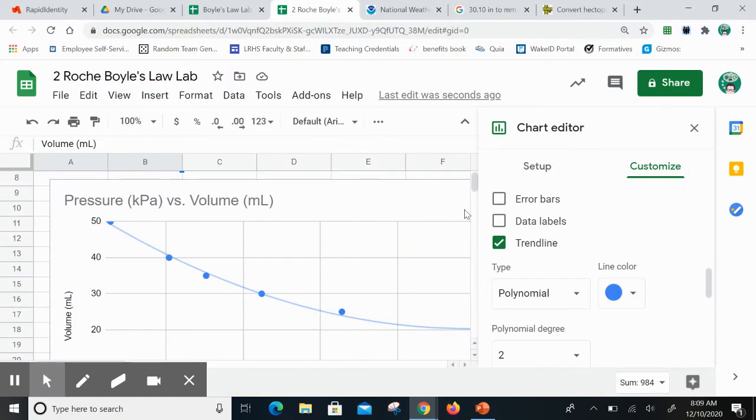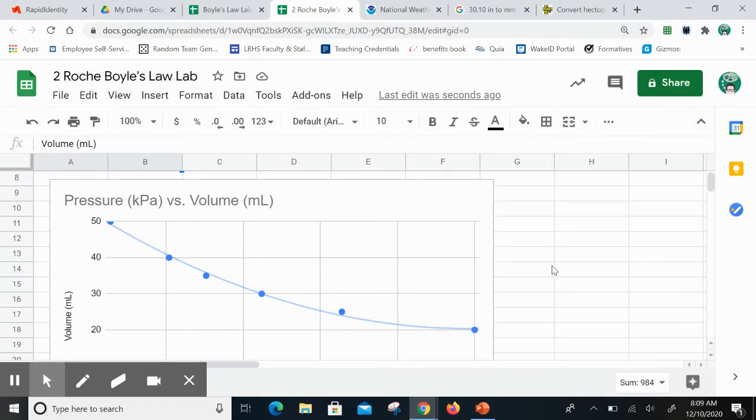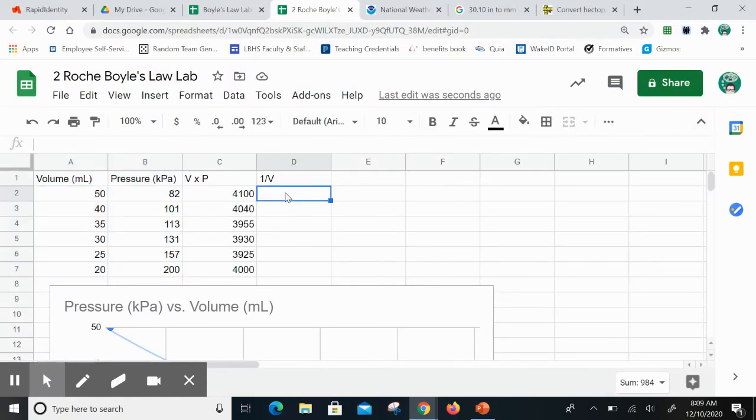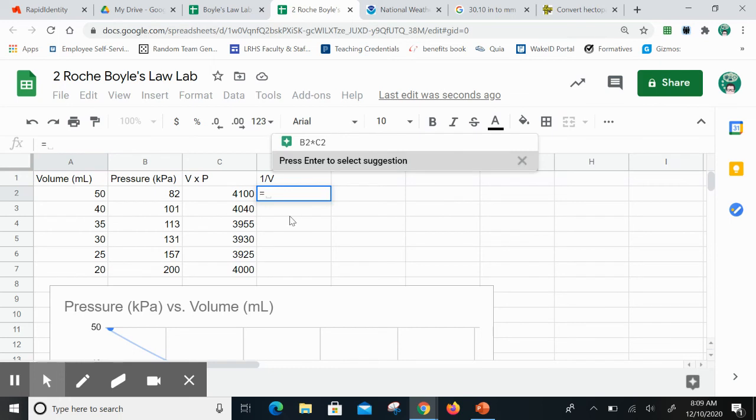And like I said, basically you're just learning how to use this thing. Now I want to take all my volumes and turn them into 1 over V. So I'm going to put the equal sign because I need the spreadsheet to do math again. I hit equals, telling the spreadsheet, do math in this box. I want 1 divided by whatever the volume is.